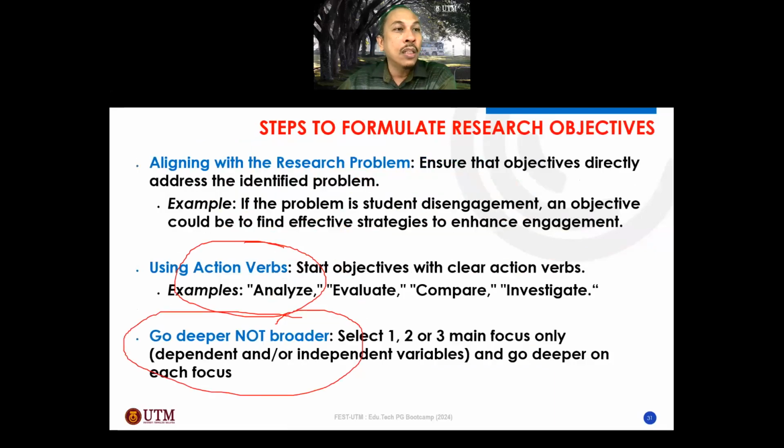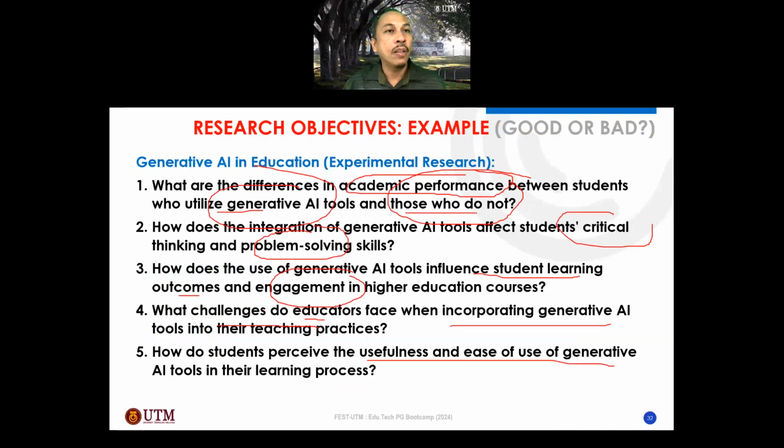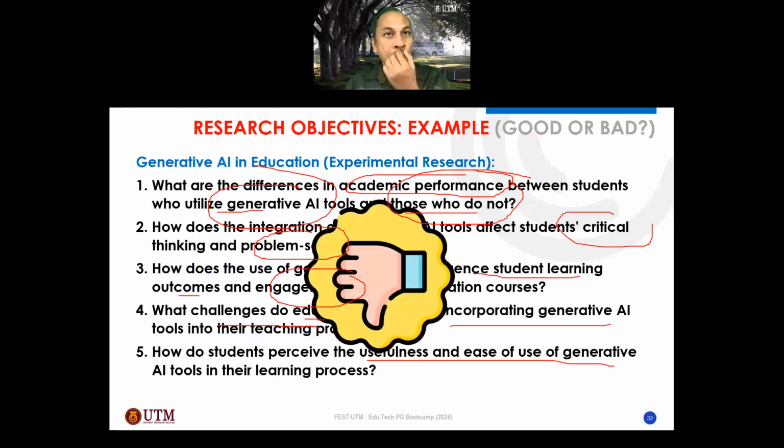So this is not a good research objective in terms of the depth, because it goes broader, not deeper. So you need to go deeper. After this, I will show you an example of a deeper research objective. Okay, this is not good. So don't worry about saying something related to this research objective.